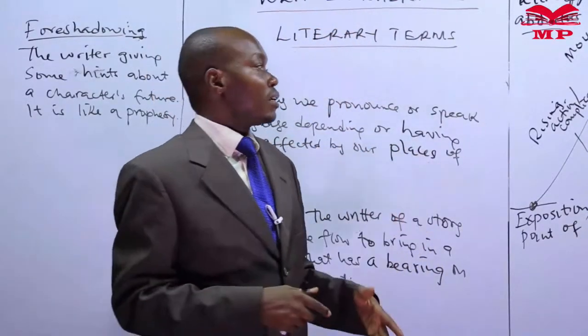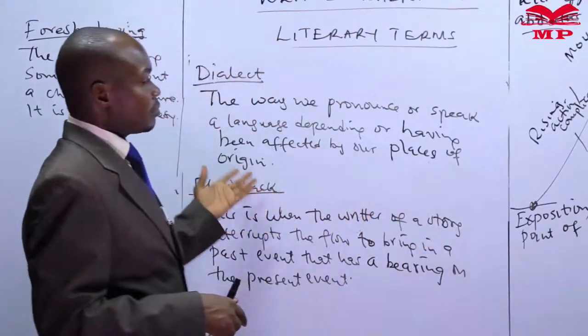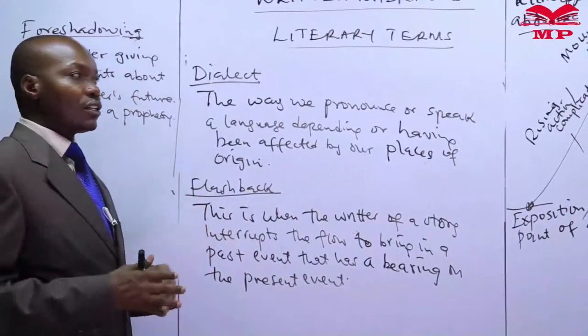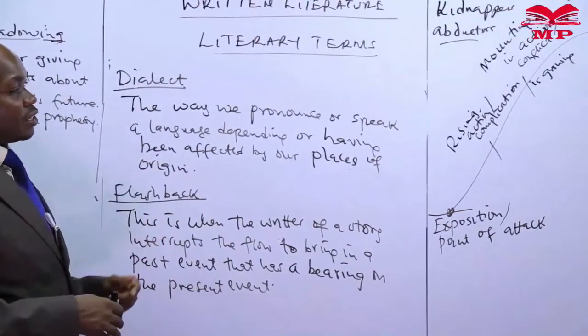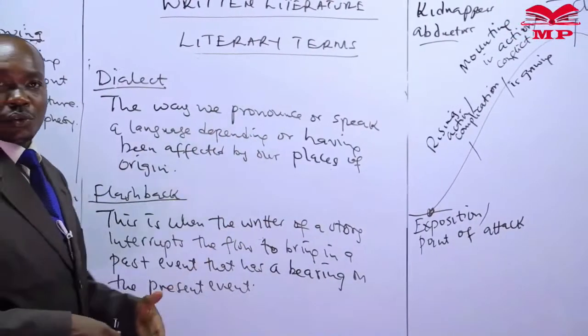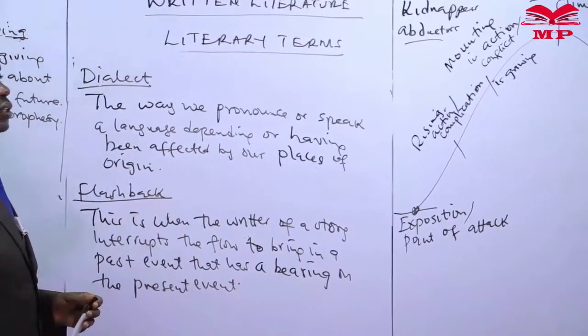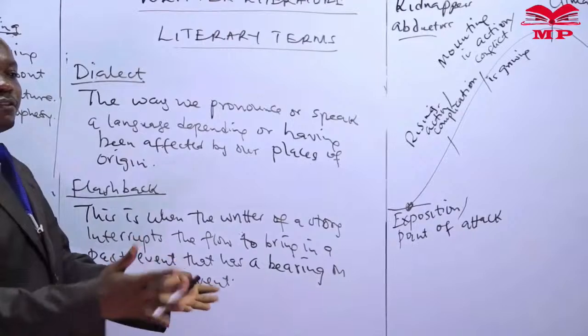We went further and looked at the plot, and we said our story moves in five stages. The first stage is what we call exposition, or the point of attack. That's the beginning of our story. Then after that, we have a conflict.